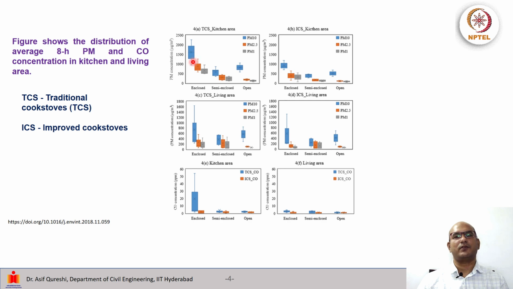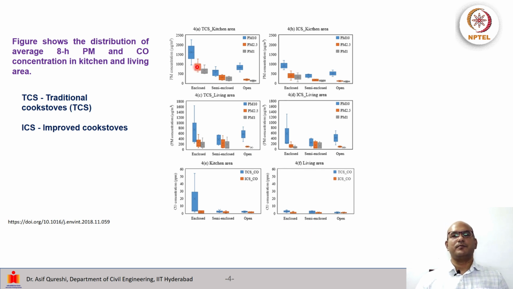This is our PM10 values, which median is about 1600 microgram per meter cube, and the 25th percentile is somewhere around 1200 and the 75th percentile is somewhere around 2000. When we look at the improvised cook stove for the same enclosed kitchen, you see the values have dropped so much from 1200 to 2000 microgram per meter cube range. It is now 800 to 1000. So there is a significant drop between the traditional and the improved stove.